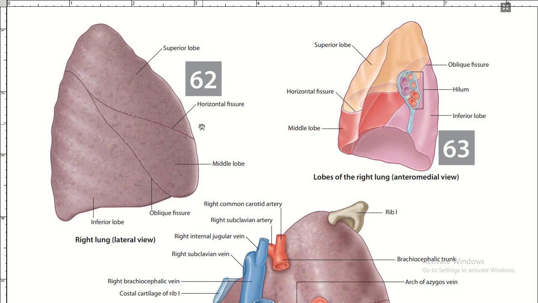So the horizontal fissure will meet the oblique fissure at the mid-axillary line in the 4th intercostal space, thereby dividing the right lung into 3: superior, middle, and inferior. Take note of this. As you are moving from superior to inferior, these are the relations of the lobes. The superior lobe is anterior and above to the mid lobe, and the mid lobe is anterior and above to the lower lobe, or the inferior lobe. You understand? Good.